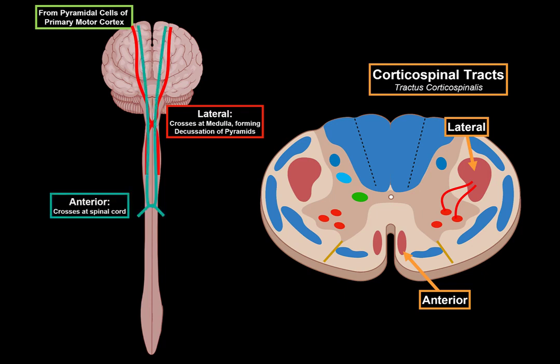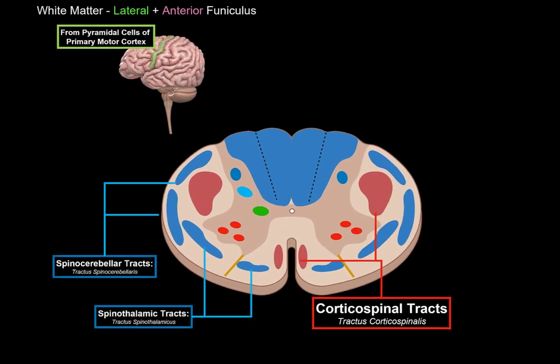Instead, they cross at each segment they're going to leave from. So in this example, if they're going to leave at this segment, they will cross to the other side and then synapse with the motor nuclei. And since they come from the cortex, they're responsible for conscious movements. So that is the corticospinal tract.